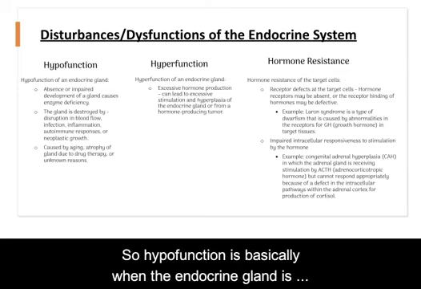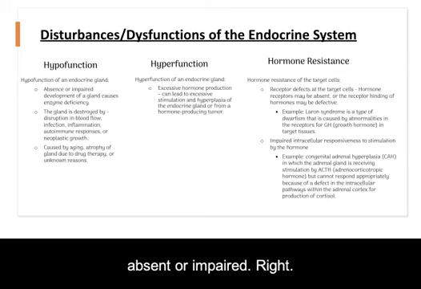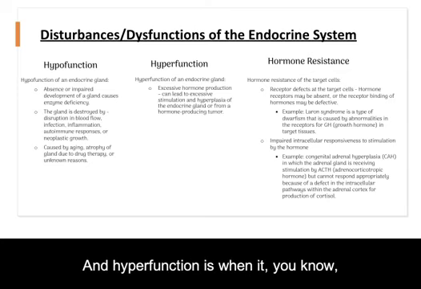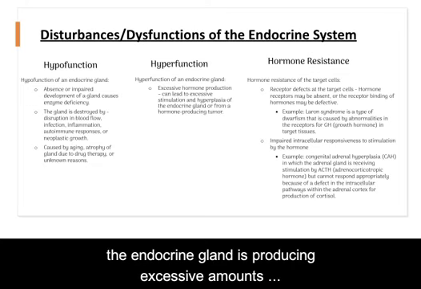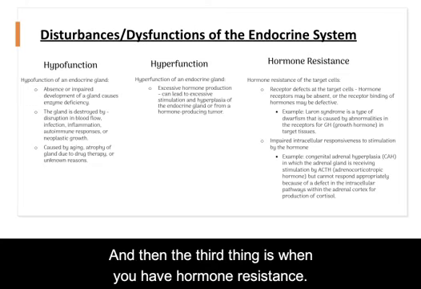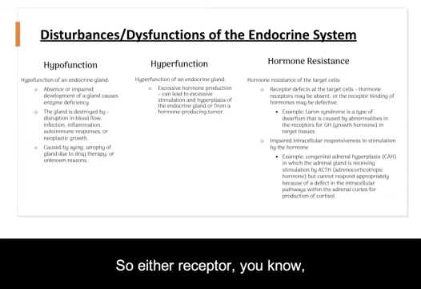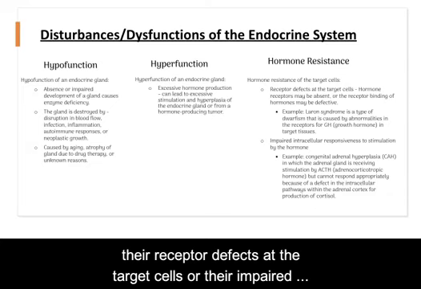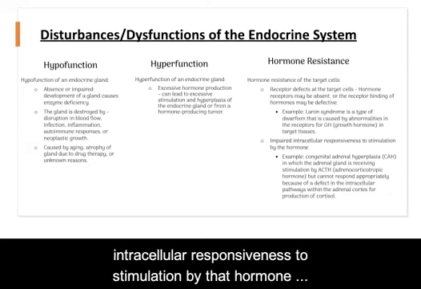So hypofunction is basically when the endocrine gland is absent or impaired, right? And hyperfunction is when the endocrine gland is producing excessive amounts of hormones, right? And then the third thing is hormone resistance. So there are receptor defects at the target cells, or impaired intracellular responsiveness to stimulation by that hormone.